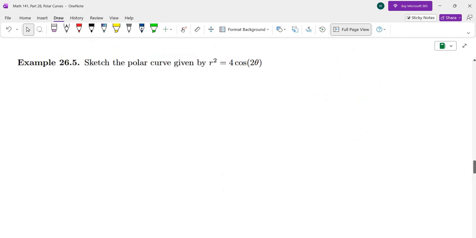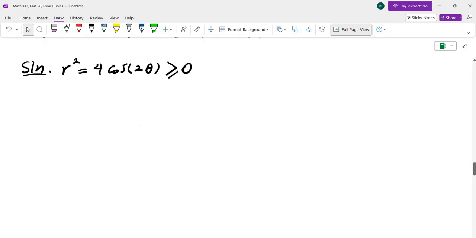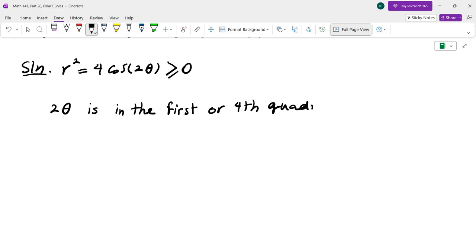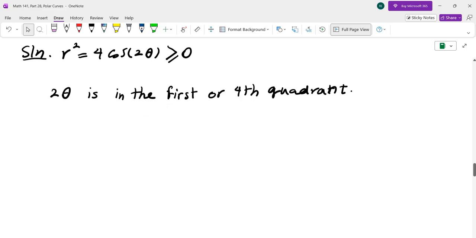Okay, let's look at the next example. So we want to sketch the polar curve given by this. So we're going to now draw this curve. r squared is equal to 4 cosine of 2 theta. For this one, notice that this would have to be positive. So what does that mean? It means 2 theta would have to be in the first or fourth quadrant. So it cannot be in the second quadrant or the third quadrant, because in those quadrants we have negative values for cosine.